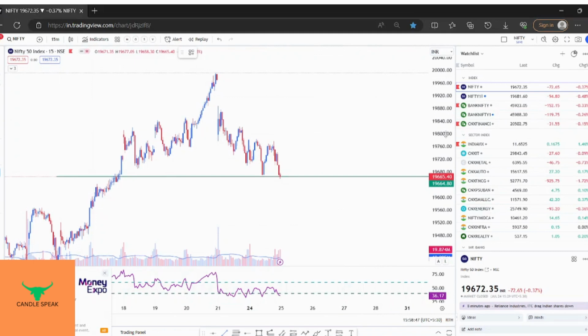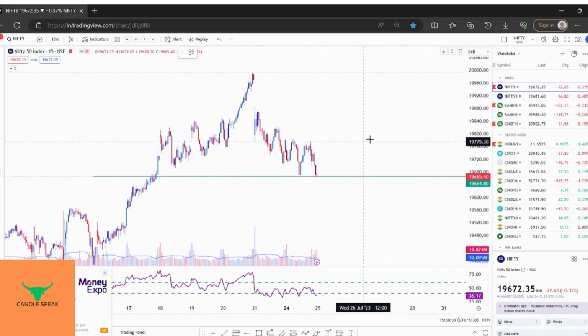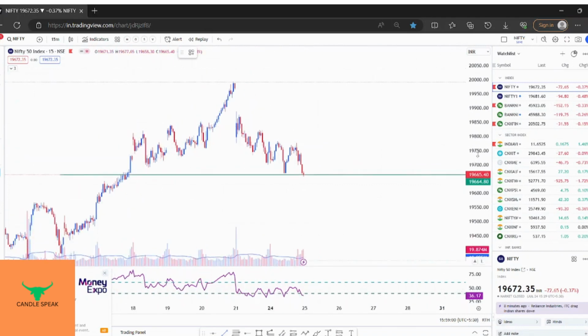In Nifty we have decided that in the 19,700 to 650 range the market can take good support, or the market can bounce back from here as well. I had estimated it would take support from 700, but it has taken support from 650.